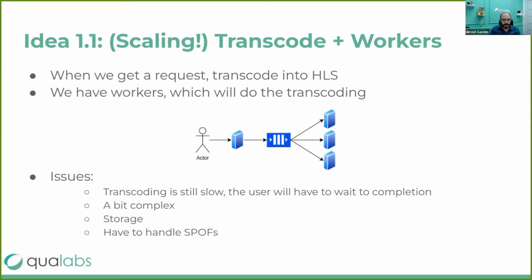We also have to decide where we store the intermediate files and how the user gets access to them. And we have to handle all the single points of failure, in this case, the ingress server and the queue.